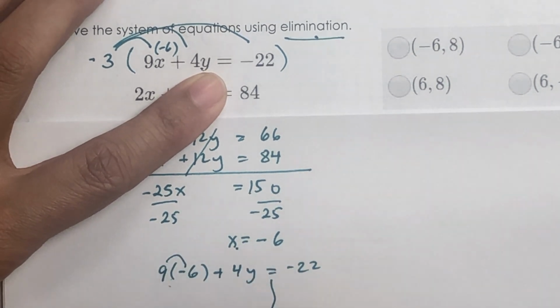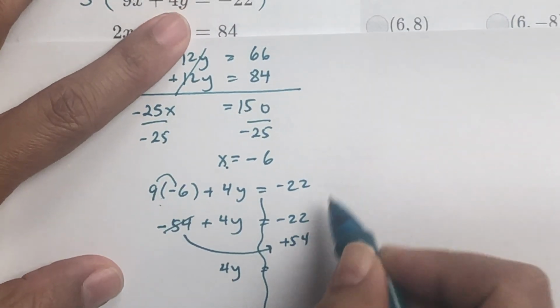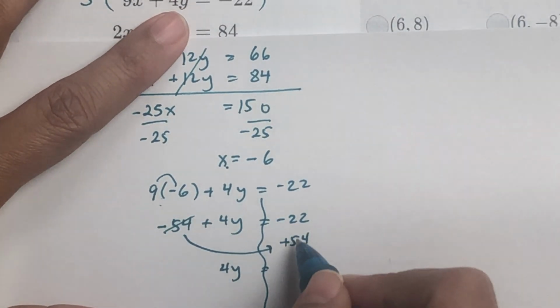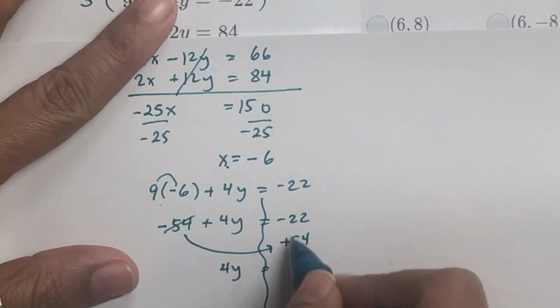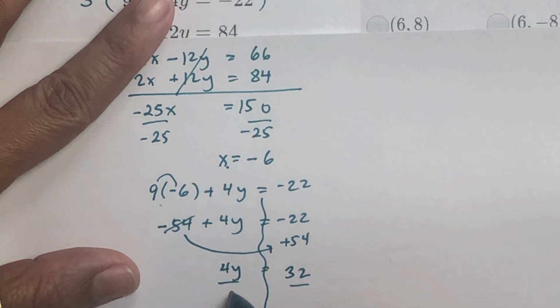9 times negative 6, so it's a negative 54 plus 4y equals negative 22. Take this to the other side, so it's going to go positive 54. So you're going to get 4y equals negative, and a positive is going to give you, they're going to fight. So positives are going to win, right? So positives are going to win by 32. Divide both sides by 4. Y is equal to 8.